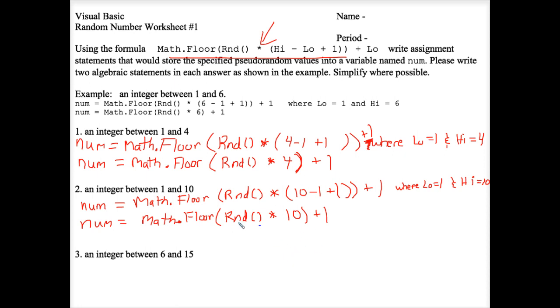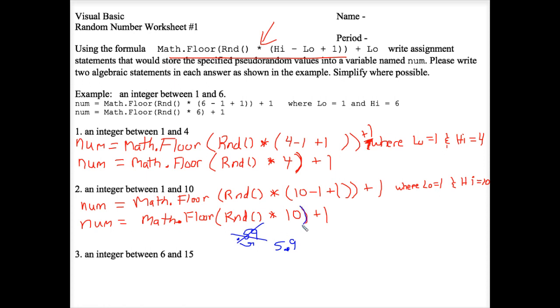Let's pretend that RND comes up with a number 5.9. And no, it can't do that. It's a number between 0 and 1. So let's pretend that RND is 0.59. That is a possible RND value. 0.59 times 10, that just moves the decimal one place to the right. So we end up with 5.9 after that multiplication.